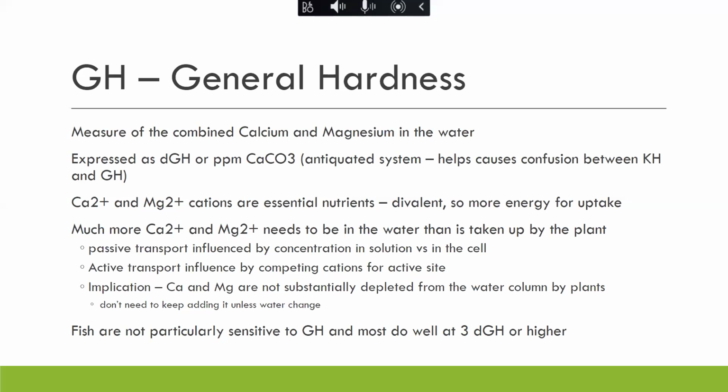So what's the implication here? Calcium and magnesium are not substantially depleted from the water column by plants, meaning you don't need to keep adding calcium and magnesium to your tank unless you do a water change. However, you do need to make sure that calcium and magnesium are present in the water at fairly high levels, relative to other nutrients. And in terms of fish, they don't really care. Most do well at 3 degrees of general hardness or higher.